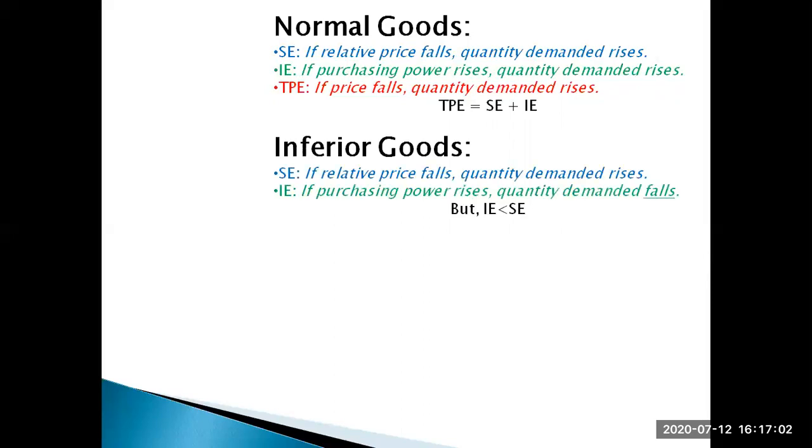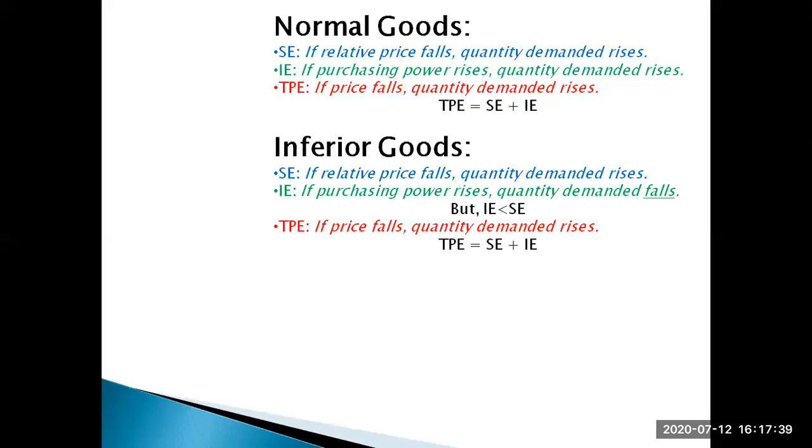So you see, as I mentioned before, the substitution effect is the same for all goods. As you can see, the statement for substitution effect is exactly identical in case of normal good and inferior good. So if the relative price falls, quantity demanded of that good will rise, no matter what happens. But if you see the income effect, as I said before, the purchasing power rising, quantity demanded rises only for normal goods. But for inferior goods, if the purchasing power rises, the quantity demanded of that good falls, because it's an inferior good.